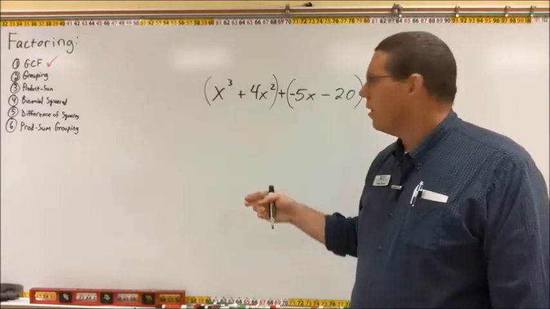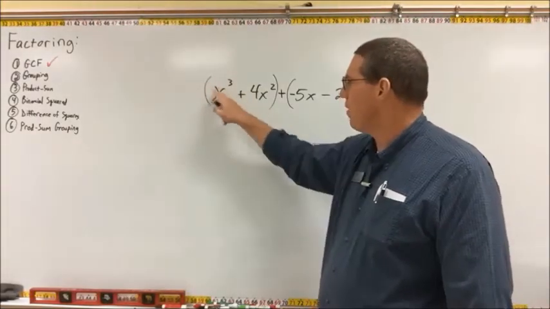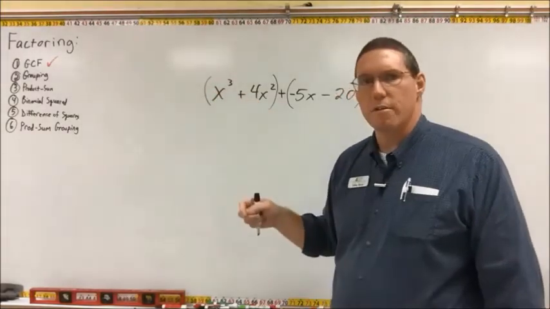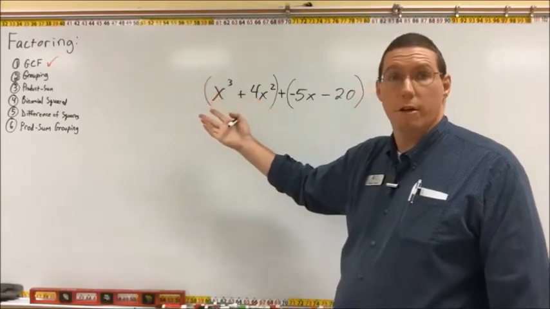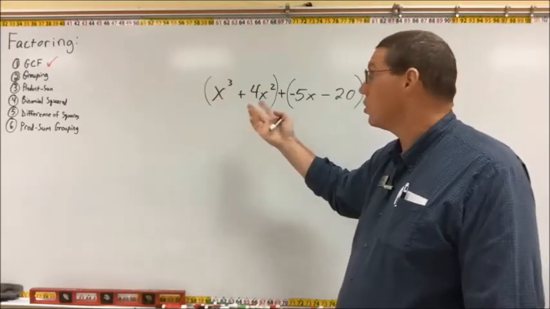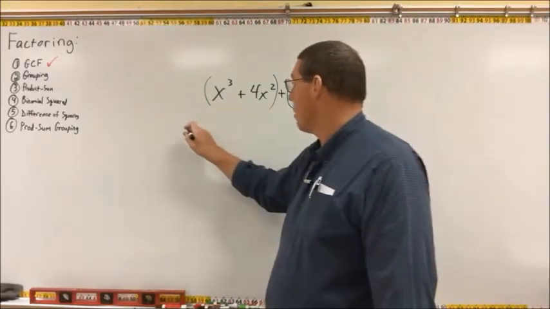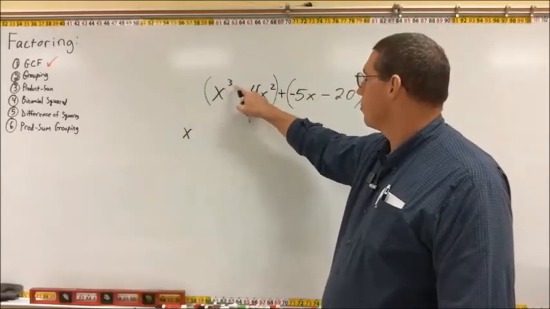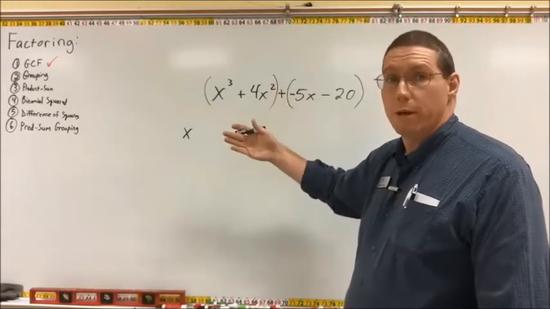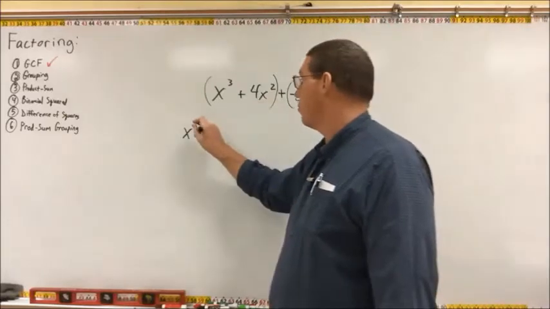Is there, in the coefficients, a number we can divide out? Well, no, because we've got a 4 here, but only a 1 here. So we're not going to divide a whole number out. So we're just going to take out some x's. All right, so we're going to divide out x's. How many? Well, there's 3 here and 2 here. So the most we can take out of both of them is 2.